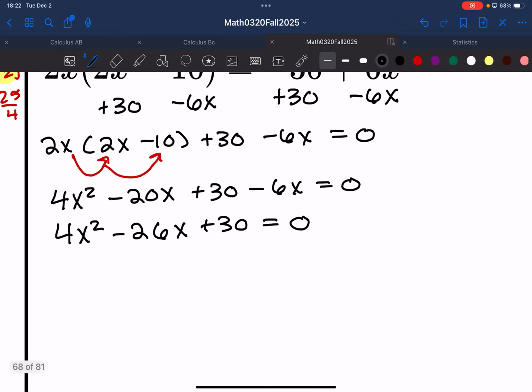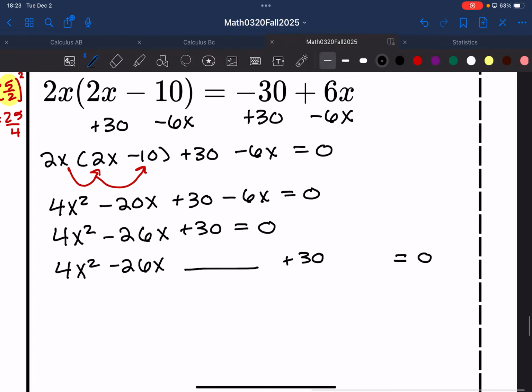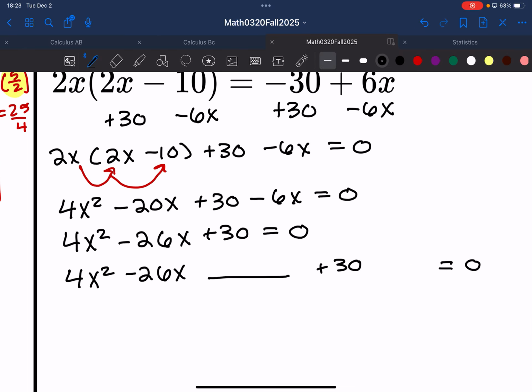So our first step, right, is to leave space after our negative 26x because we have to complete the square. So this is 4x squared minus 26x, leave a space, plus 30, leave another space, equals 0. Right, because we're going to end up adding and subtracting the same number. Okay, before we continue on though, do we have a number in front of x squared? A 4. We need to try to get rid of that, so we're going to take the GCF of 4 out because we always want that number in front of x squared to be 1.